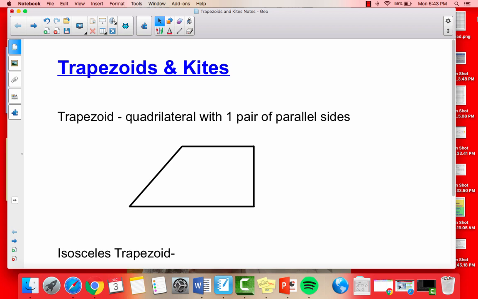I know we talked about how rectangles, squares, and rhombus or rhombi were all parallelograms. These are not. So these are going to be separate types of quadrilaterals that kind of have their own categories. You just want to keep that in mind.